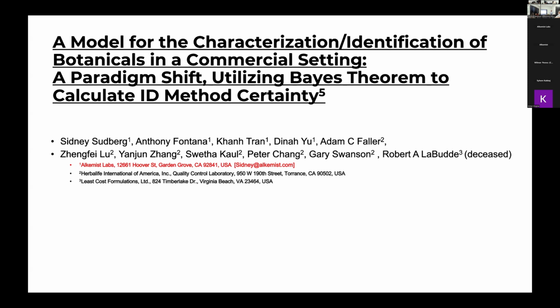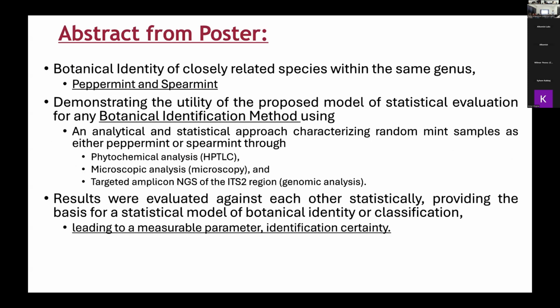So we did a study where we did TLC, microscopy, and genomic analysis, where we took 15 samples of Mentha piperita, Mentha spicata. We duplicated them, so we have now 30 samples of each, which was required for the statistical evaluation.